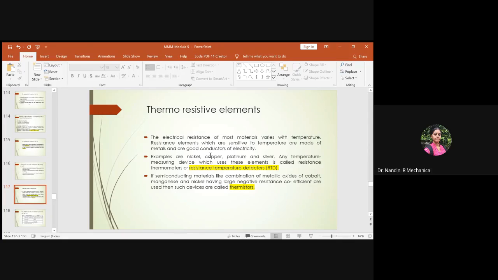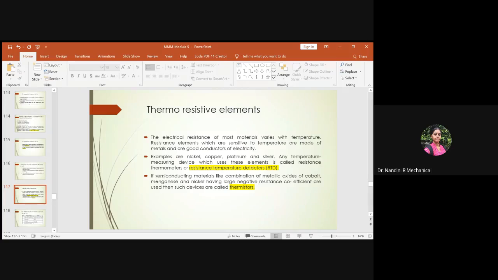Examples we can take are nickel, copper, platinum, and silver. Any temperature measuring device which uses these elements is called a resistance thermometer or resistance temperature detector, in short RTD. So any device which uses the elements mentioned above, you call an RTD device or resistance thermometer. You should know what elements are used when we speak about the word resistance thermometer.